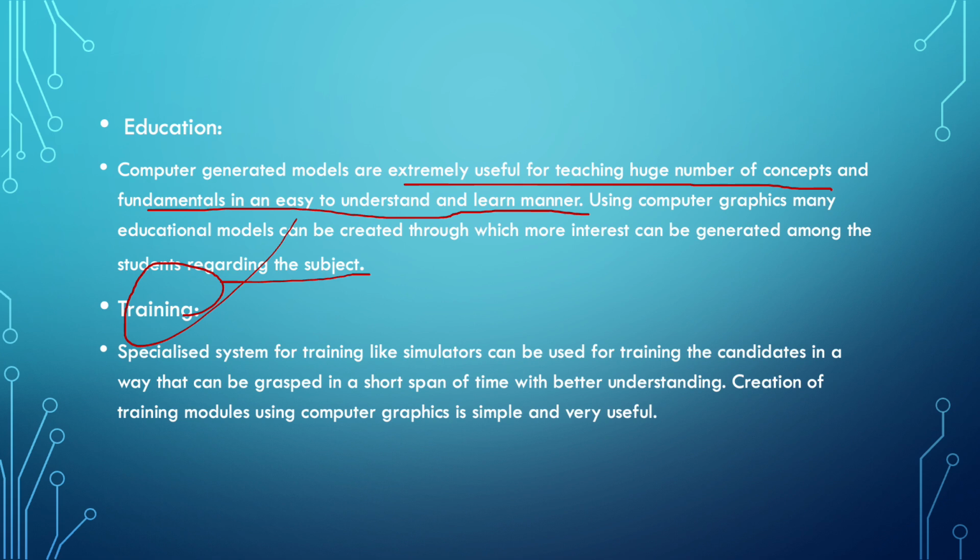Now training. Specialized systems for training, like simulators, can be used for training candidates in a way that can be grasped in a short span of time with better understanding. Creation of training modules using computer graphics is simple and very useful.